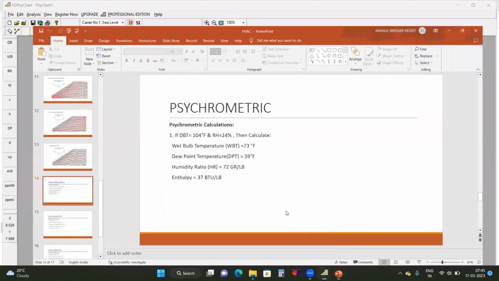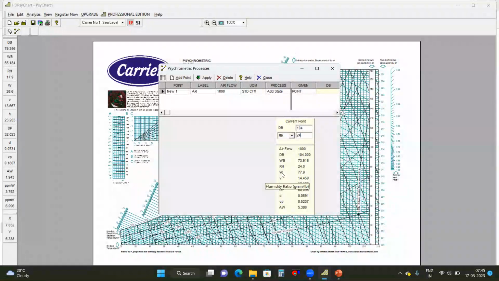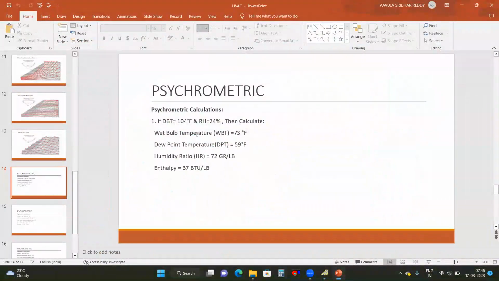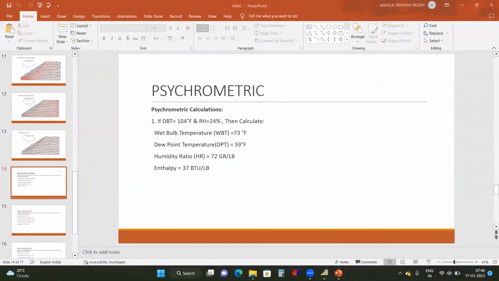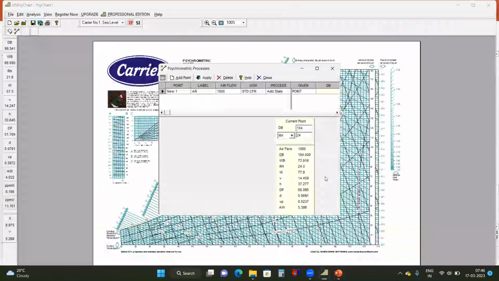And also the humidity ratio. This is the humidity ratio, the value is 77.9. We had taken 72 manually, so slight variations will be there because we marked it manually. The next one is enthalpy, that is 37 BTU. The enthalpy is H, it is 37.27. Like this we can take all the values from the Carrier psychrometric chart.